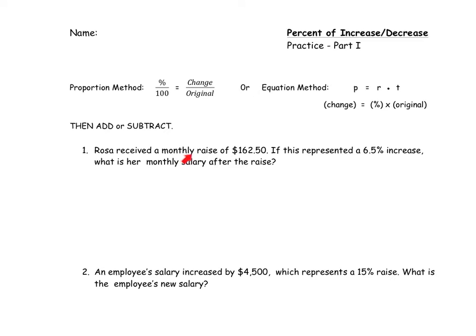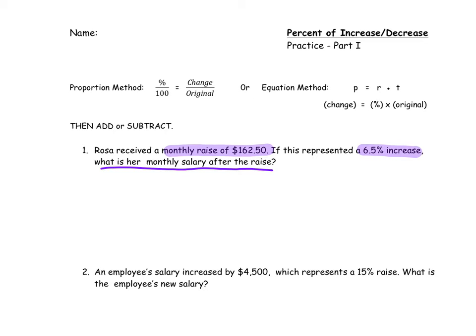Rosa received a monthly raise of $162.50. If this represents a 6.5% increase, what is her monthly salary after the raise? So let's see what they're asking us to do. First of all, we want to highlight the information that we're given. She received a monthly raise of $162.50. This represents a 6.5% increase. And they ask us, what is her monthly salary after the raise?